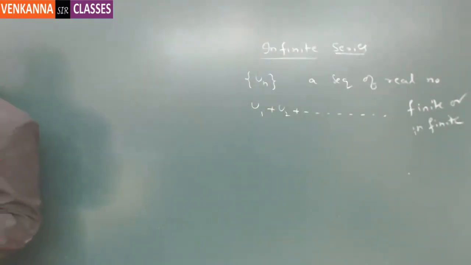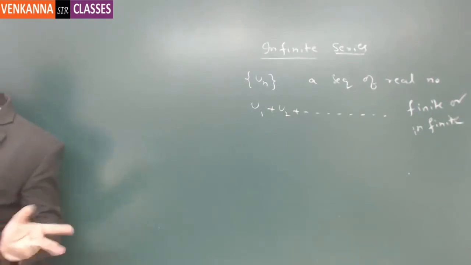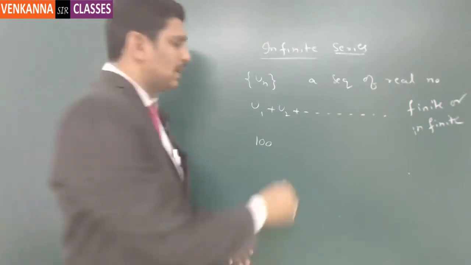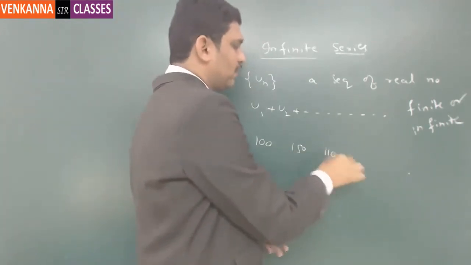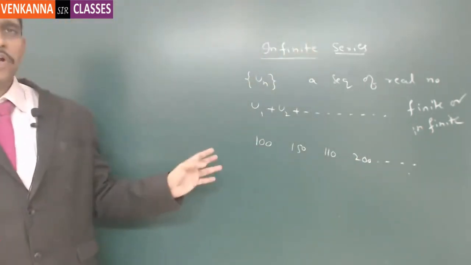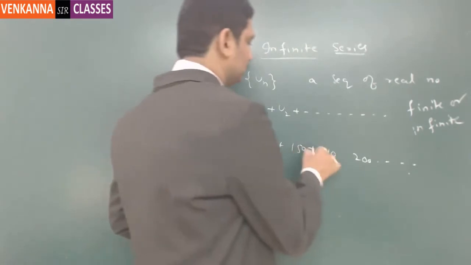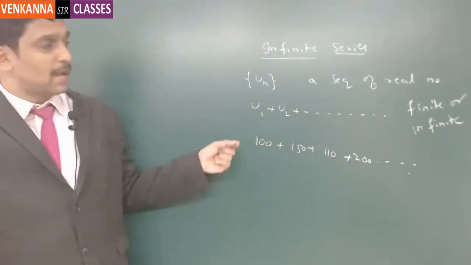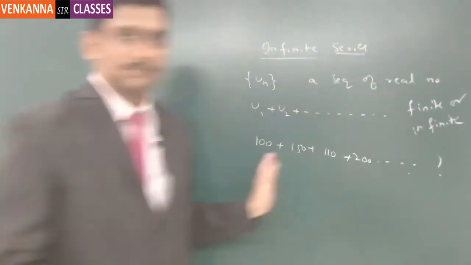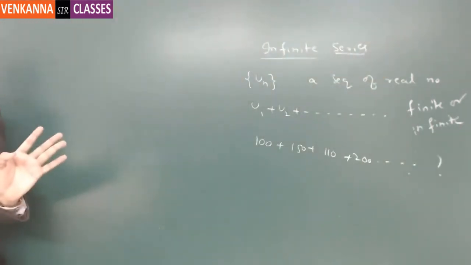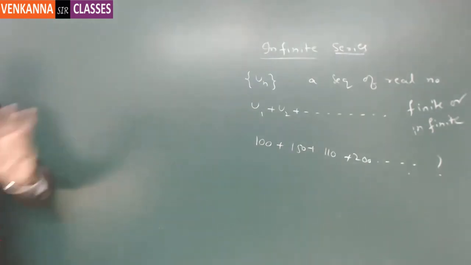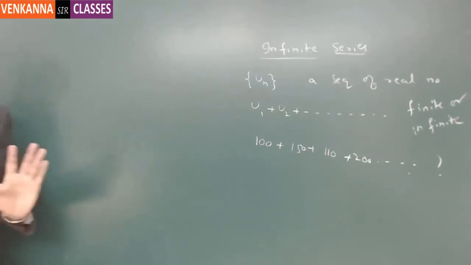If you talk of a physical case, let me say, today I have earned 100 rupees. Tomorrow I have 150. Next day 110 rupees. Next day 200 rupees, and so on. So I am going to sum up all these values. Please understand, this is happening infinite times. So is it a finite value or infinite? That was the question. If you want a small story with regard to that, I will give a story to get a small interest. Can I?